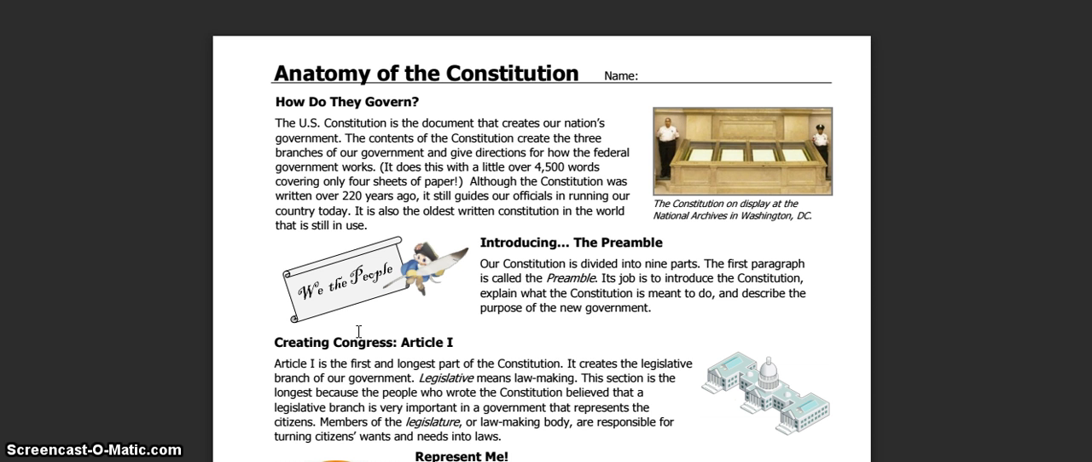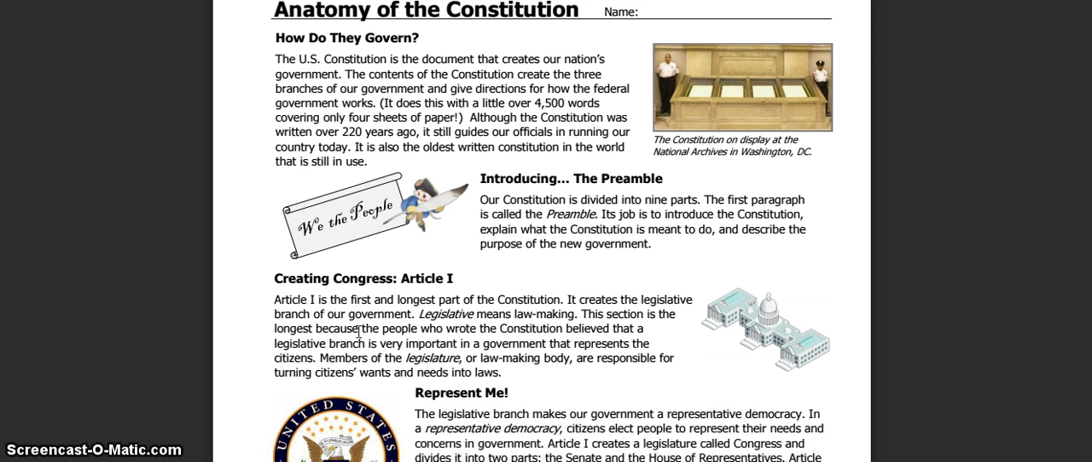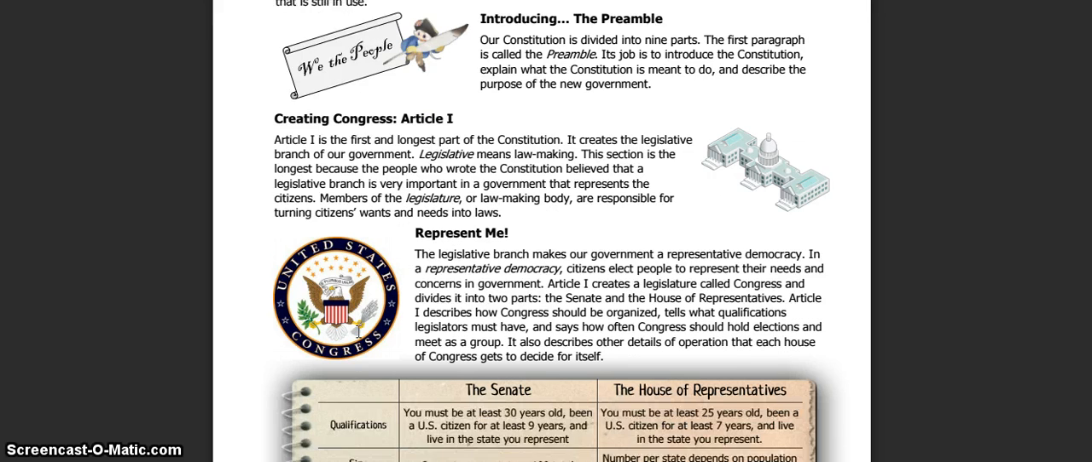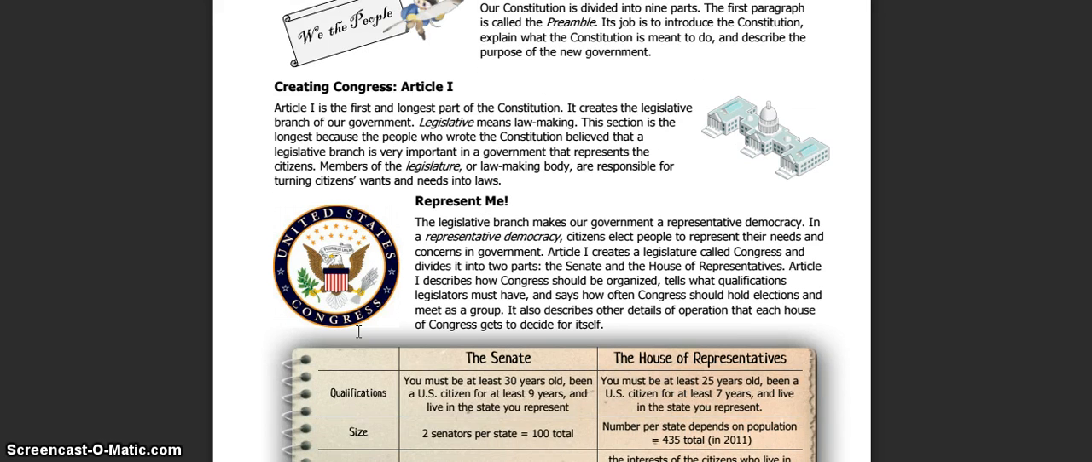Creating Congress. Article 1. Article 1 is the first and longest part of the Constitution. It creates the legislative branch of our government. Legislative means lawmaking. This section is the longest because the people who wrote the Constitution believed that a legislative branch is very important in a government that represents the citizens. Members of the legislature, or lawmaking body, are responsible for turning citizens' wants and needs into laws.